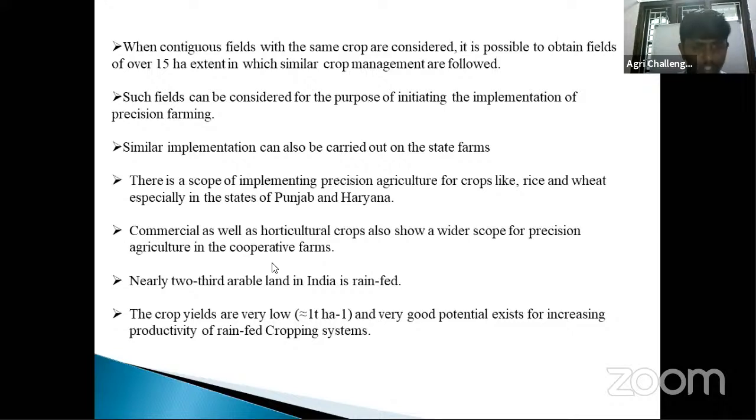Then nearly two-thirds of arable land in India is rainfed. You know that above 60% of the land is under rainfed conditions. So farming is already difficult, farming under stress, and we can utilize precision tools there too. Crop yields are very low in that area, and very good potential exists for increasing productivity of rainfed cropping systems with the help of precision farming tools.